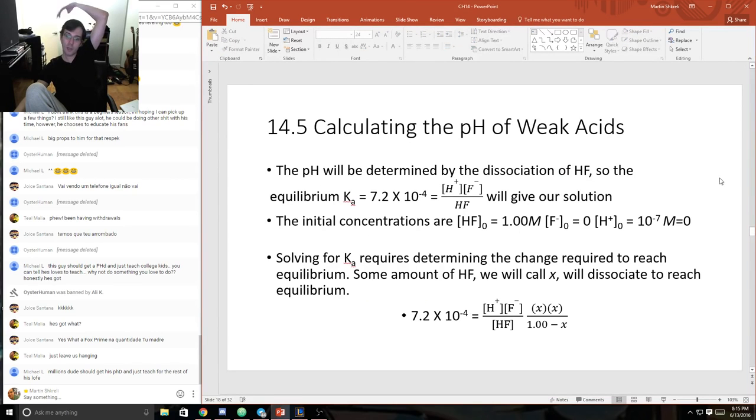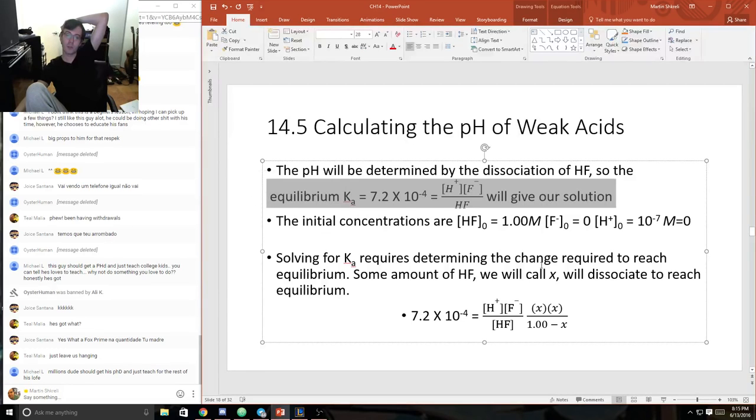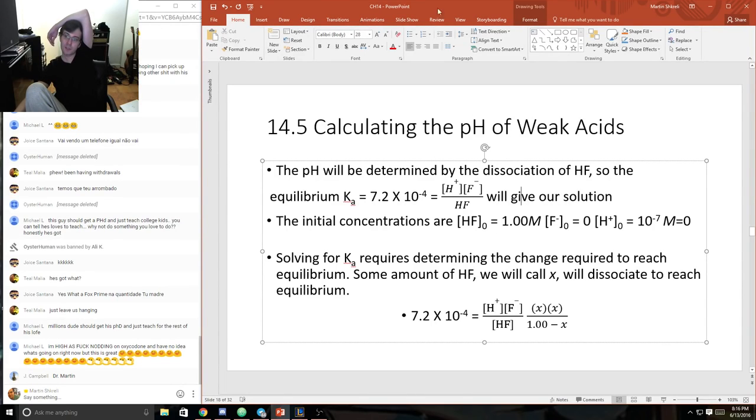So the pH will be determined by the dissociation constant of HF, and the equilibrium will be Ka equals 7.2 times 10 to the negative fourth, which is equal to the equilibrium position. The equilibrium position is simply given by the law of mass action. These superscripts are a little annoying, so whenever you see that, I try to fix it, but the font on PowerPoint isn't so great. So anyway, here we have the equilibrium position.